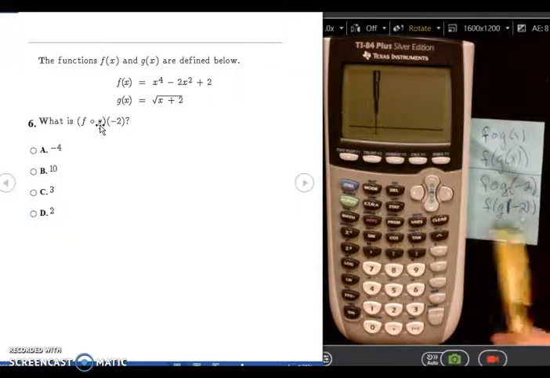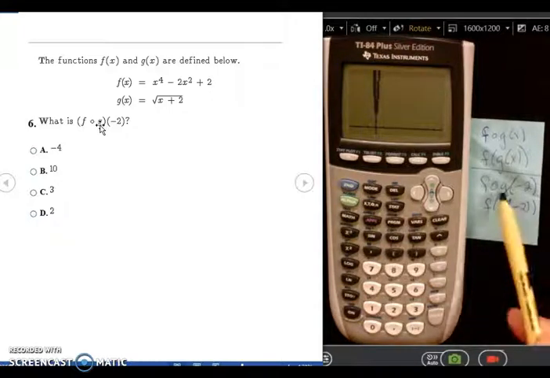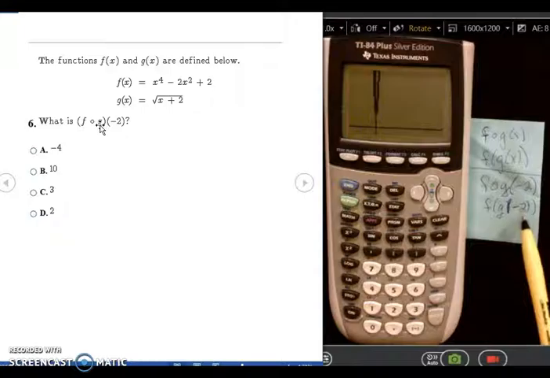And that's going to be handy for when I'm using the calculator, because when I use the calculator, I have to write it this way. I can't write it with the little circle. So you have to be able to translate it with just the parentheses to use the calculator.